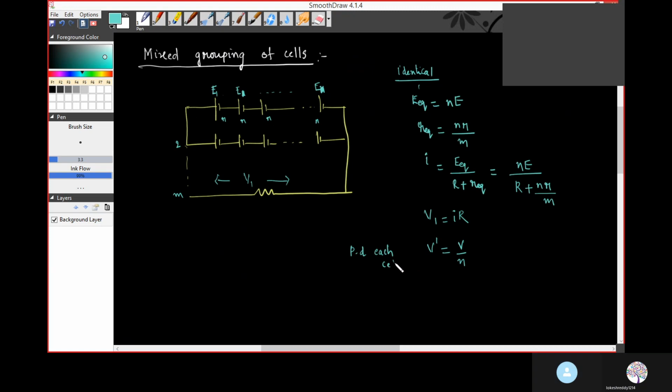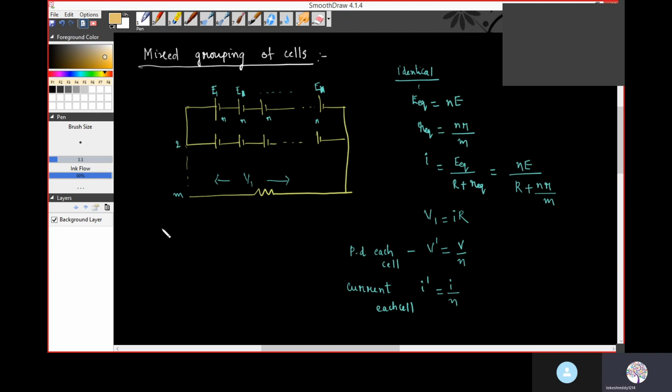Potential difference across each cell, V dash, is equal to V by N. Current from each cell, I dash, is equal to I by N. What is this? Current from each cell.